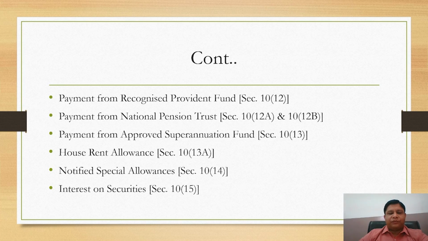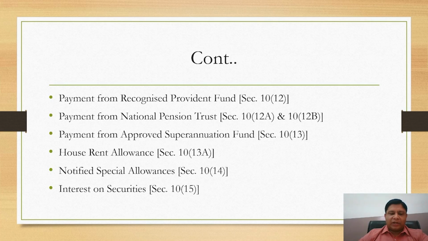Next, payment from approved superannuation fund. Any payment from an approved superannuation fund made on the death of a beneficiary or to an employee in lieu of or in commutation of an annuity on his retirement at or after a specified age or on his becoming incapacitated prior to such retirement, or by way of refund of contributions on the death of a beneficiary, or by way of refund of contributions to an employee on his leaving the service, to the extent to which such payment does not exceed the contributions made prior to 1st April 1962 and any interest thereon.